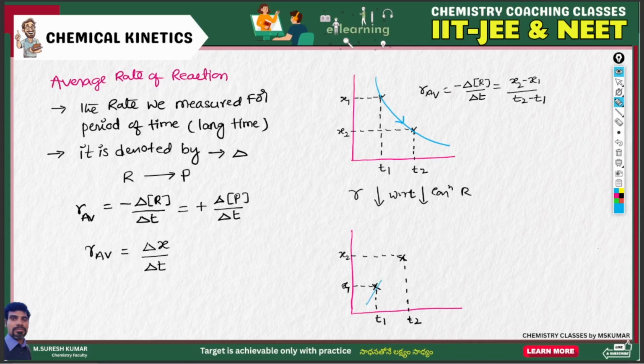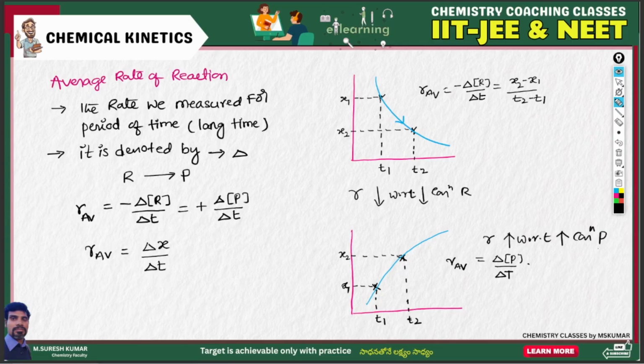A graph obtained like this, gradually increased. Okay? The positive slope of the graph indicates what? The rate of reaction increases with respect to increase in concentration of product. Clear? Now the average rate of reaction of a product, R_av, is equal to delta P by delta t.